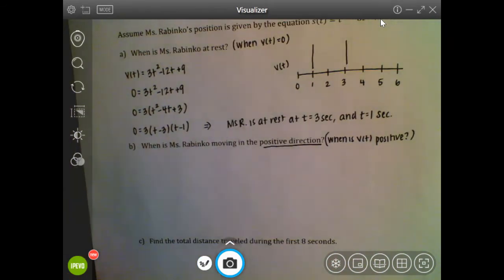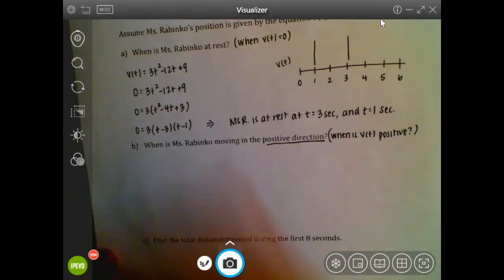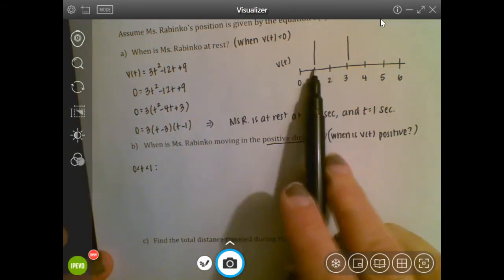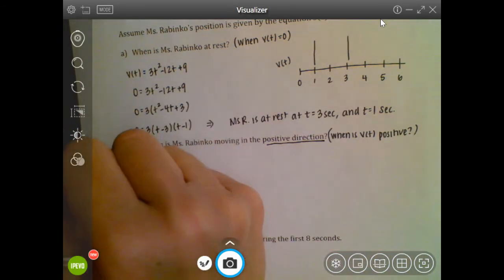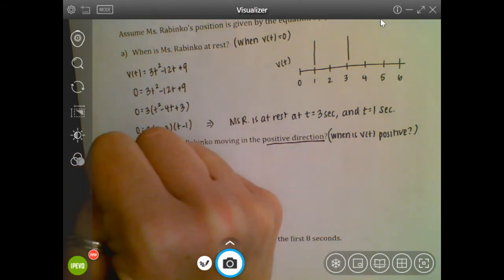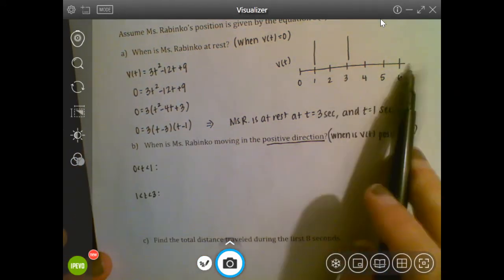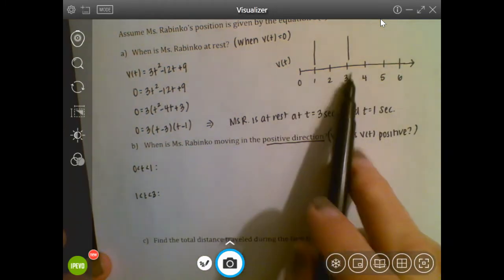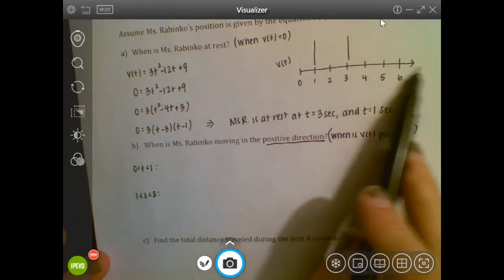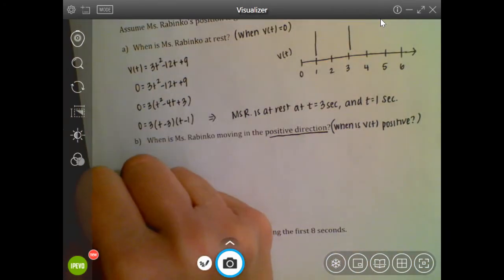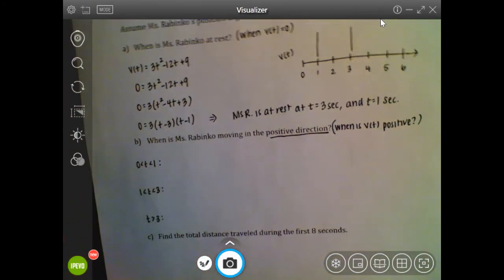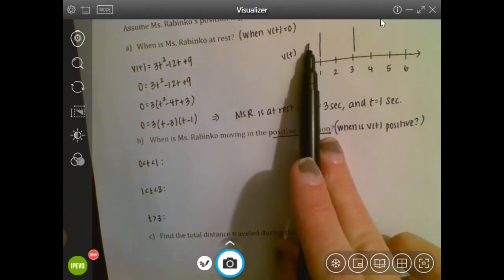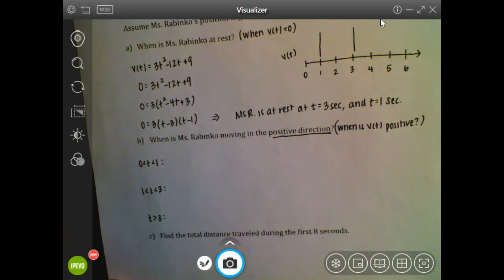So I'm going to write an interval. My first one is going to be from 0 to 1. My second interval is going to be from 1 to 3. And for my third one, I don't really know where this number line ends because time is going to continue on, so my last interval is going to be anything greater than 3. What I need to determine in these intervals is whether it's going to be plus or minus. Is velocity positive or is velocity negative?